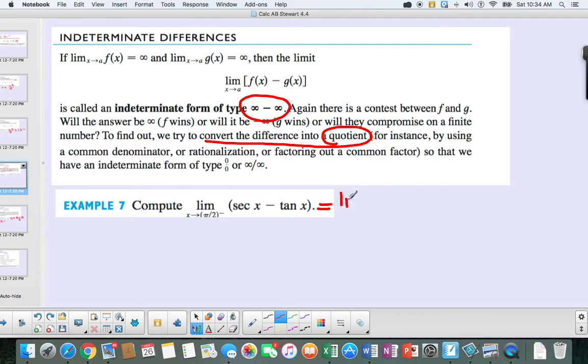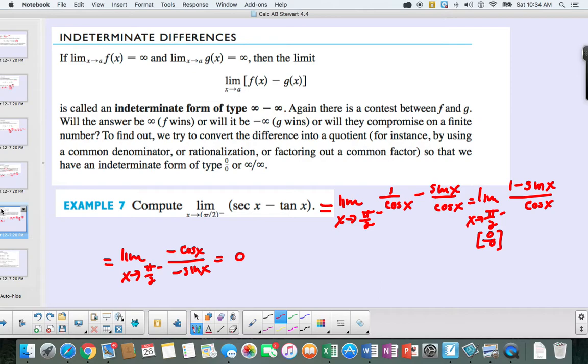I'm going to take the limit. Oh, by the way, I guess I should evaluate. This is infinity minus infinity. And now I'm going to take x approaches pi halves from the left-hand side. I'm going to write 1 over cosine x minus sine of x over cosine x and try to get this into one quotient. I do that in the next slide where I get it into one quotient, and I can see that the indeterminate form is 0 over 0 now. Take the derivative of numerator and denominator and then evaluate.